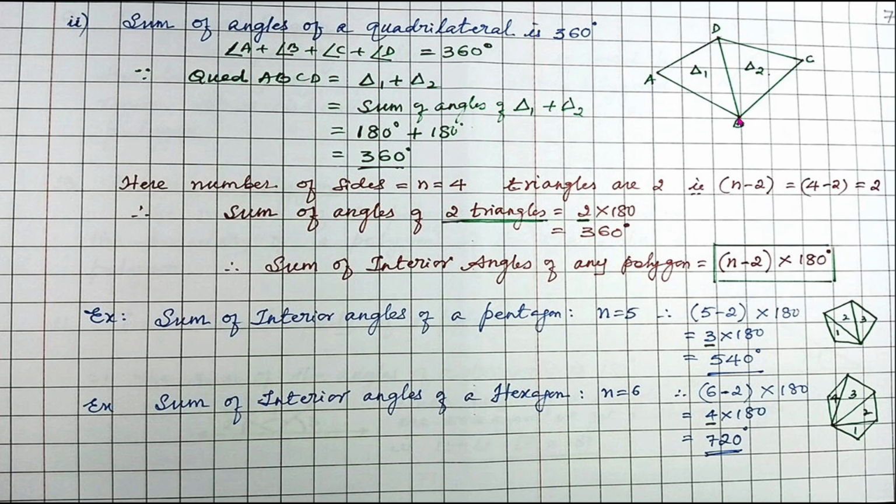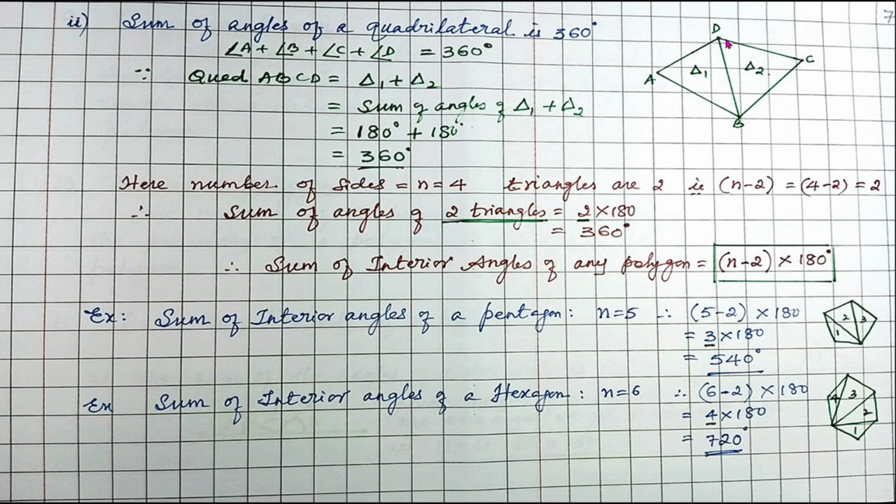If I draw the diagonal BD, the quadrilateral gets divided into two triangles. The sum of the angles of triangle 1 is 180. The sum of the angles of triangle 2 is also 180. So 180 plus 180 becomes 360 degrees. Therefore the sum of the angles of a quadrilateral, that is angle A plus angle B plus angle C plus angle D, is 360 degrees.